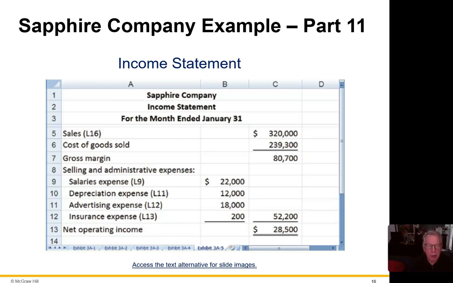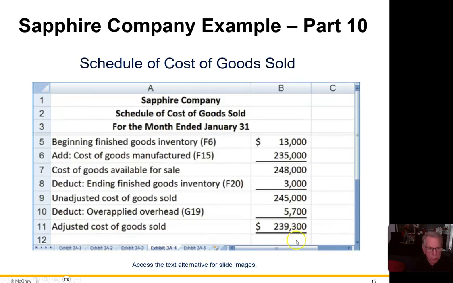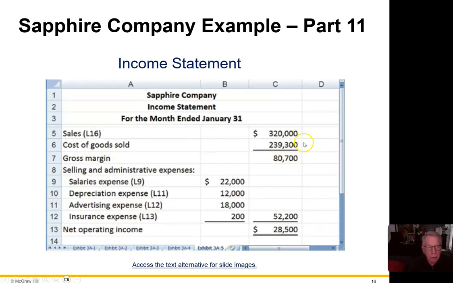Now, our income statement, you'll notice here's that $239,300, and as I mentioned, it hits the income statement here. Our sales are pretty straightforward, given in the problem, so our gross profit or gross margin is $80,700. Now, these are the product costs up here under cost of goods sold.